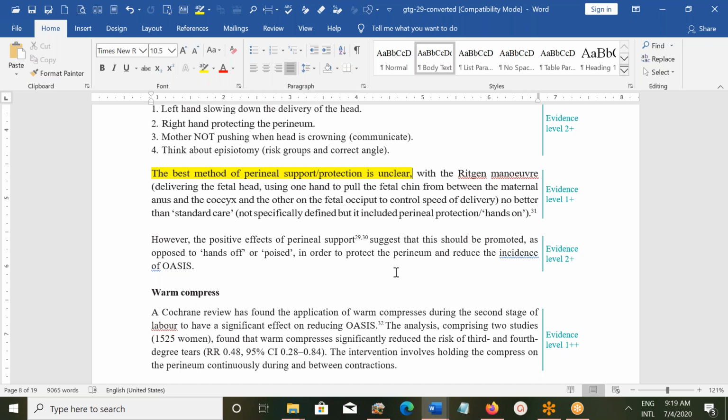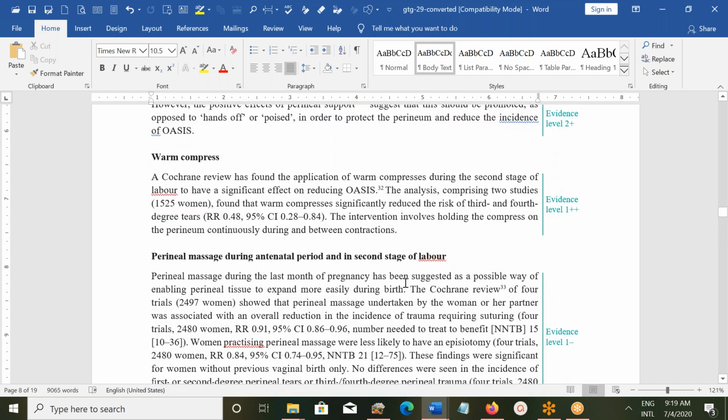It is not considered better than the standard care. Standard care is not specifically defined. Okay, so both techniques can be used and they can be promoted, like hands-on and hands-poised.